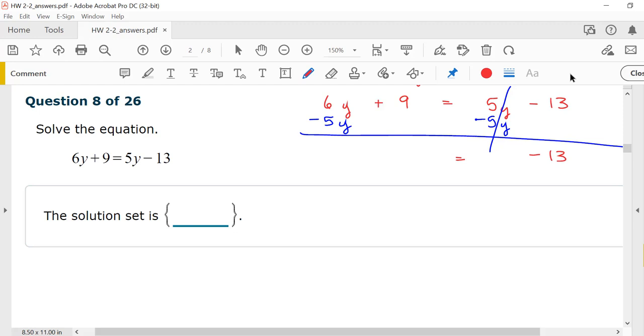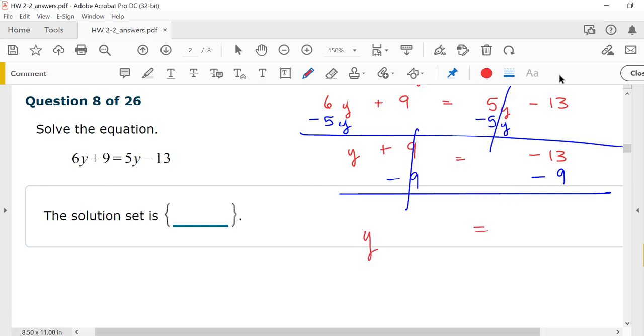On the left, 6y minus 5y is 1y, but do we need to write the 1? No, that's understood. 1y, bring down the plus 9, equals negative 13. To get the plus 9 to the other side, I want to subtract 9 from both sides. 9 minus 9 is 0. So I am left with y equals negative 13 minus 9.